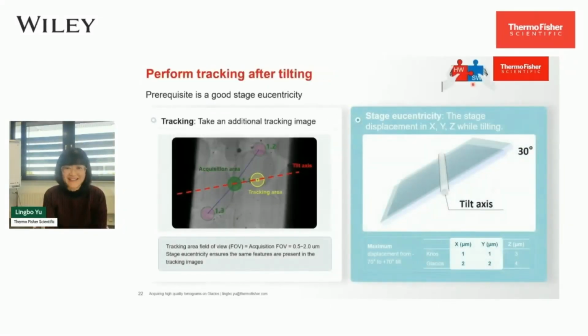Therefore, tracking is critical in tomography data acquisition. We normally have a tracking image taken after tilt, but the tracking image is not infinitely large. If we're too far off, no overlapping features can be found in the tracking image, and we will lose track. Therefore, we have a critical specification on our microscope called the stage eucentricity. This defines the maximum stage displacement within the complete sweep of the stage tilt range.